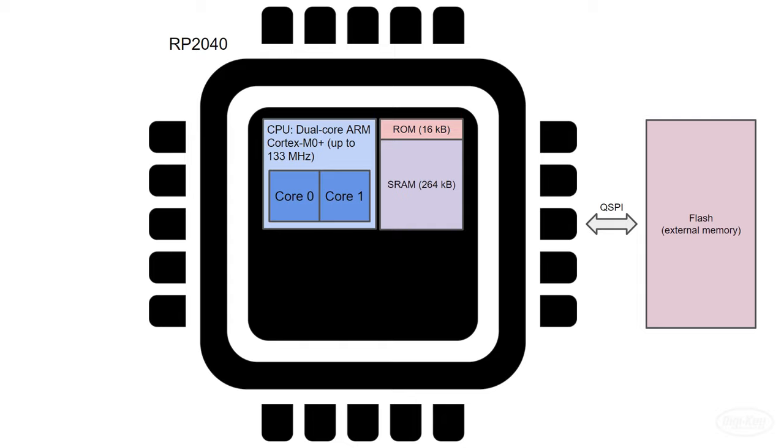The two cores allow us to do things concurrently, like run wireless stacks if you have access to a transceiver, or process data separately from your main program. This is great for things like digital signal processing or embedded machine learning.